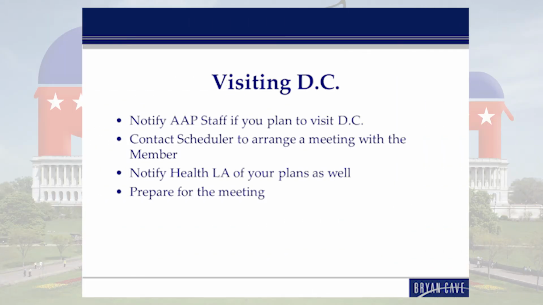Now, when you're visiting D.C., you always want to try and notify AAP staff if you plan to visit D.C. We can certainly help facilitate your meeting. You want to contact the scheduler to arrange the meeting. All of that information is available on each member's website. You want to notify that Health LA of your plans, as we talked about previously, and then you want to prepare for the meeting, which is becoming educated about your issues, get all the adequate background material that you'll need, do your legislative research, and come prepared.